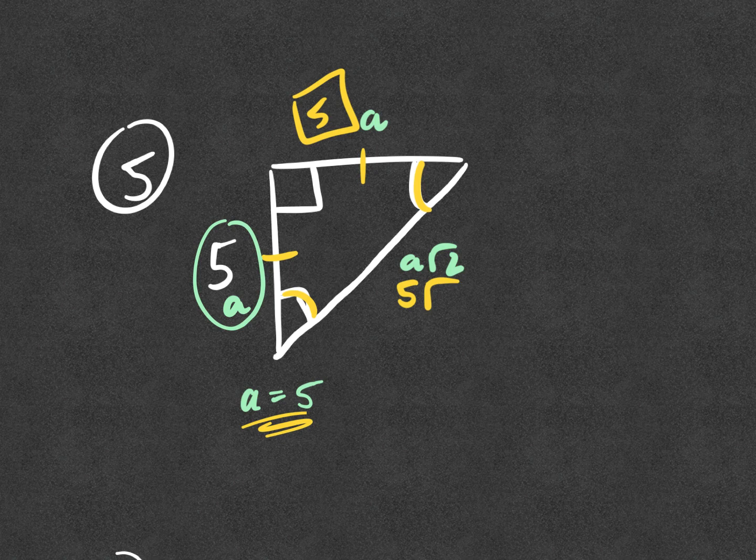That was a terrible 2. Okay, so that's about as basic as a 45, 45, 90 gets.